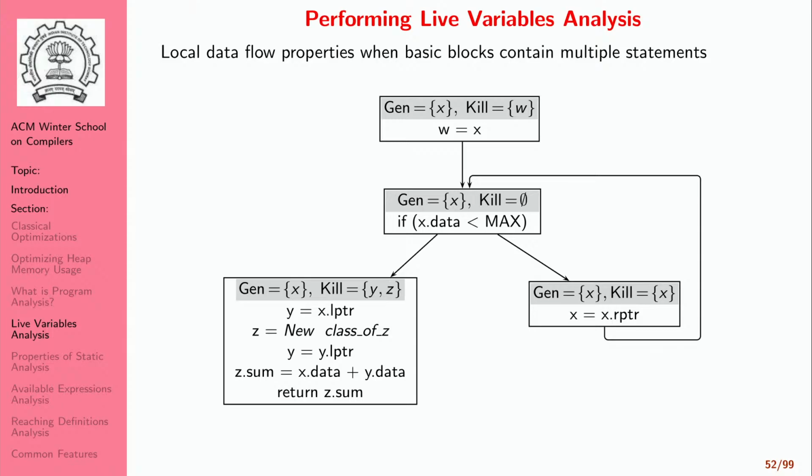What is the definition of liveness? The definition of liveness is a value is read before being defined. I am reading Z, but within this block it's defined before it's being read. So the value of Z that's coming from here is not being read, and therefore Z is not in the set gen. However, the value of X is read, and it is this value of X that's coming from here, therefore it is read. So this is gen and this is kill. Is it okay? Does it make sense?